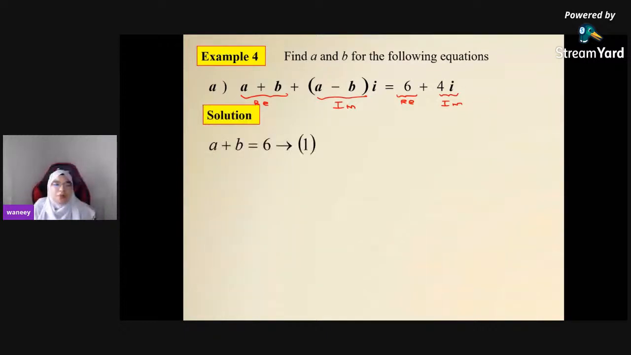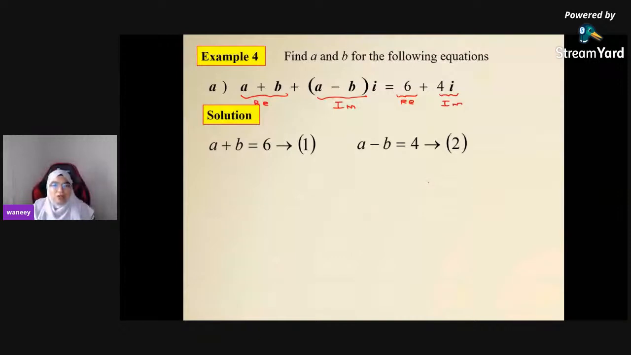Okay, so now we can obtain the first equation, which is when we compare the real part with real part. So A plus B is equal to 6. So that one will be the first equation. The second equation is A minus B equal to 4. So take the imaginary part on the left hand side and imaginary part on the right hand side. So you compare the left hand side, right hand side, you're going to get the first equation and the second equation. So since we have two unknowns and we have two equations, we can easily solve them simultaneously.